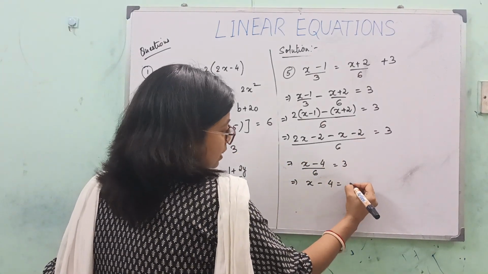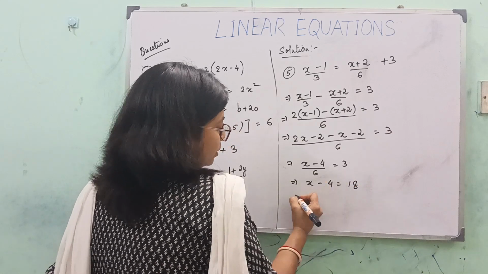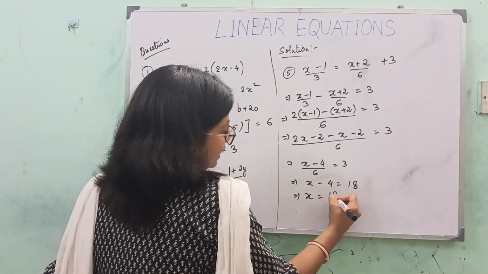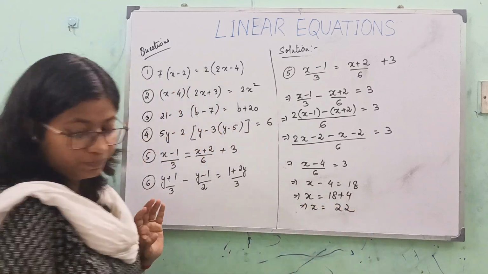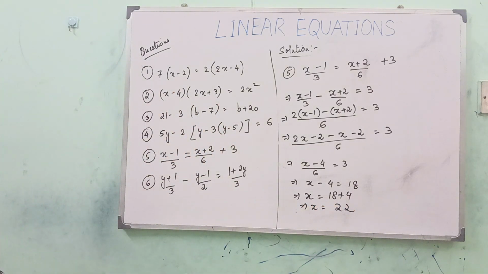So 3 sixes are 18. Now remove the 4 from that side. So 18 plus 4, that is x is equal to 22. So the answer for the fifth sum is 22.